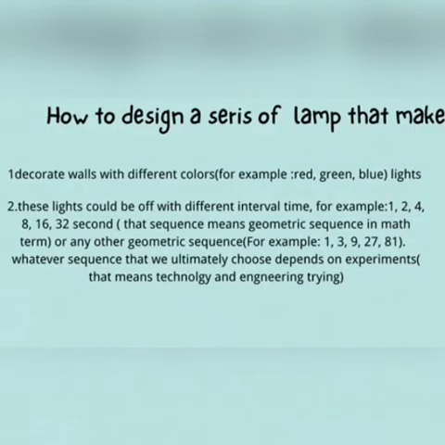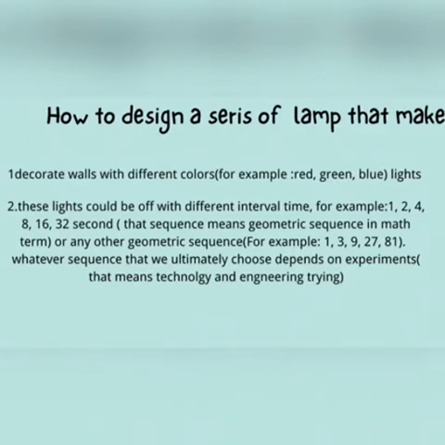Let's focus on the first group, the light group. First thing, decorate walls with different colors, for example red, green, blue lights. These lights could be turned off at different interval times, for example 1, 2, 4, 8, 16, 32 seconds. That sequence is a geometric sequence in math terms, or we could use any other geometric sequence, for example 1, 3, 9, and so on.